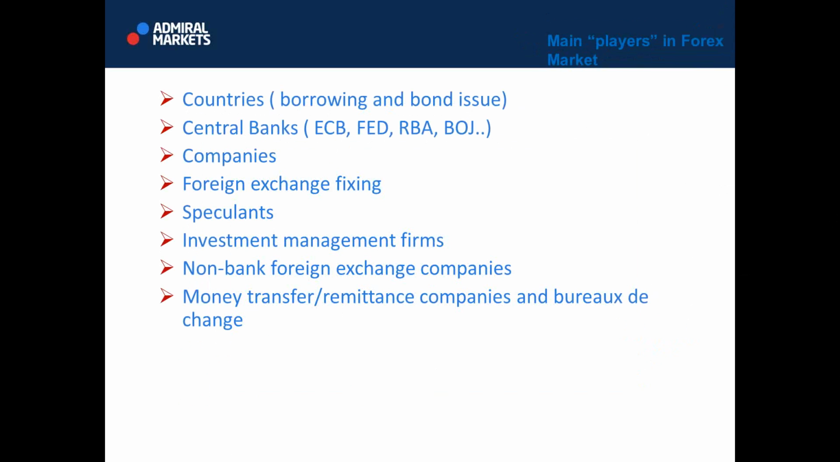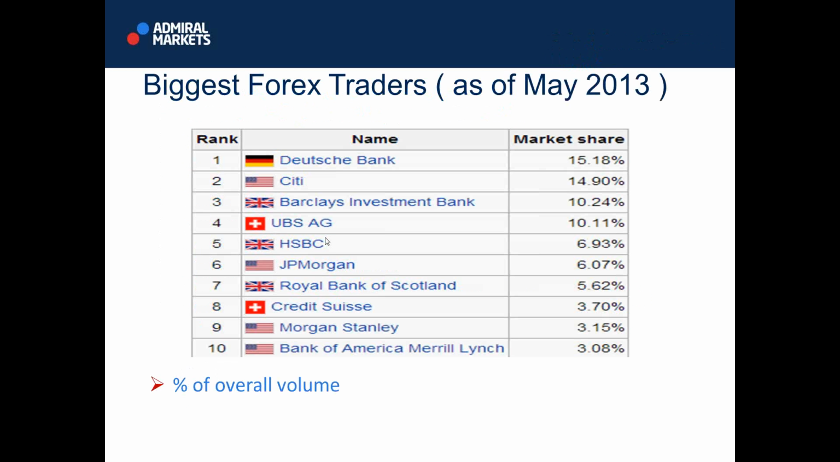Western Union, also Skrill, PayPal, or those other money transfer or remittance companies. Now, the biggest forex traders as of May 2013, you can see it. Those are data from 2013, and they are still valid. Deutsche Bank, of course, 15.18%. Citibank, American bank, 14.90%. You can see the table here. And UBS Bank is in fourth place. You can see the Swiss bank.